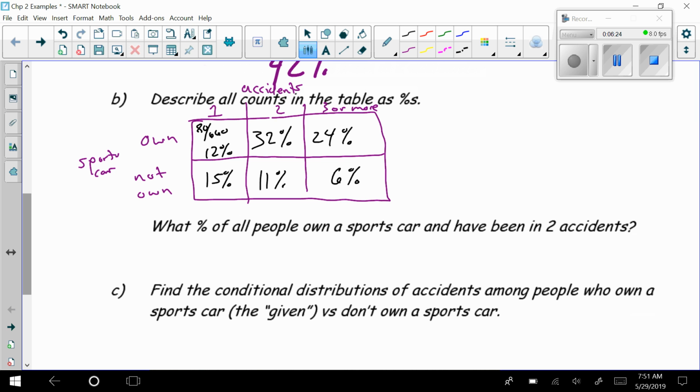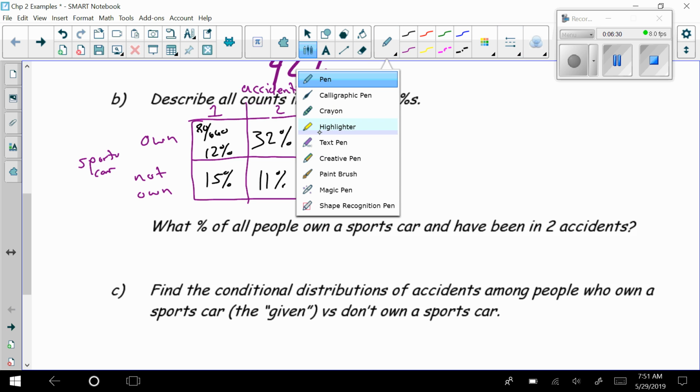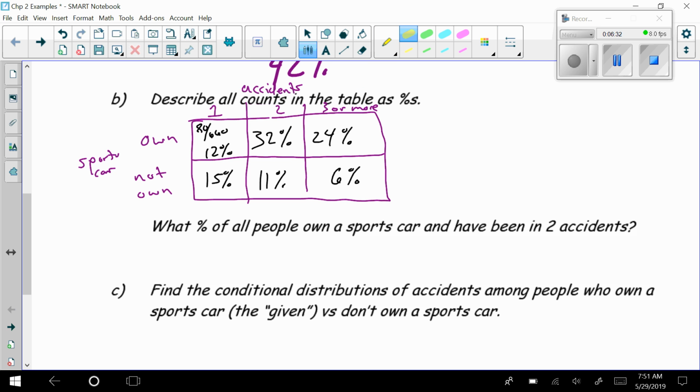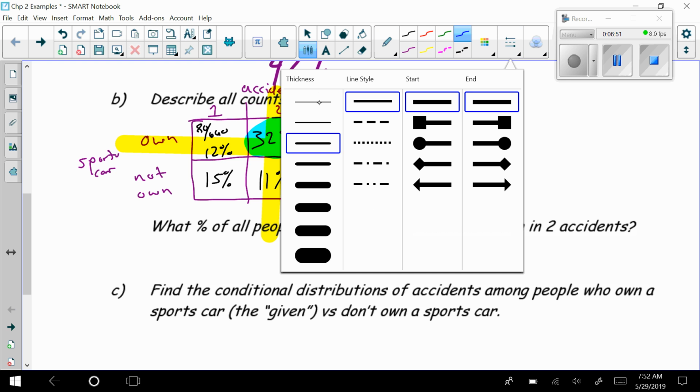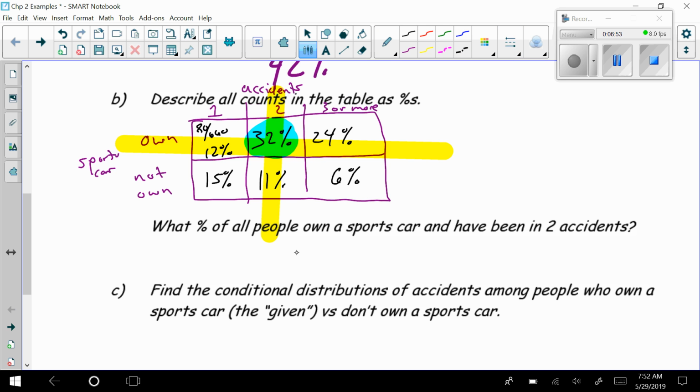Then it says, what percentage of people own a sports car and have been in 2 accidents? So I have a couple different conditions that I'm going for here. I need people who own a sports car, so I only care about this row, and have been in 2 accidents. Okay, well, I only care about this column. You can see that these two intersect right here at this 32. So my answer then must be 32%.